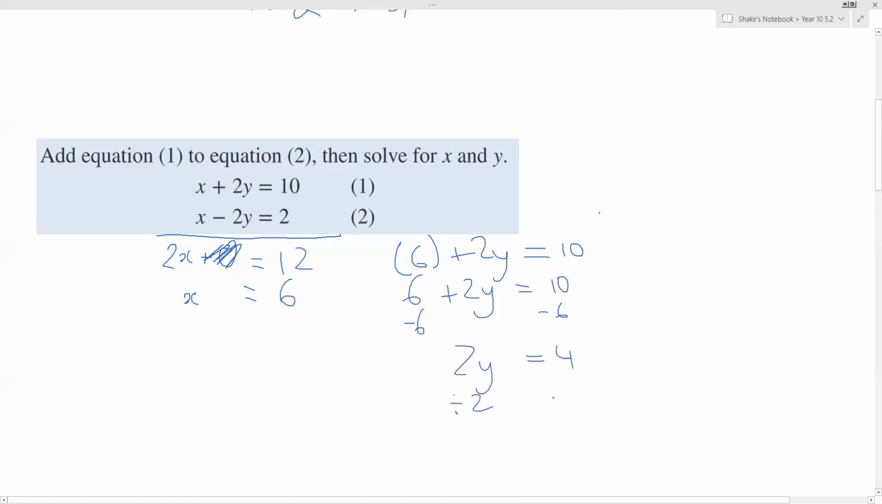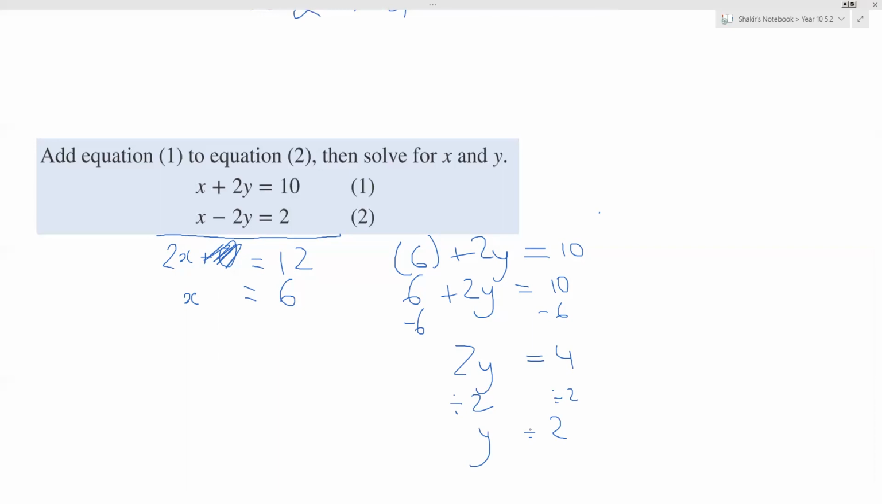Divide every term on both sides by 2, leaving me with y equals 2. So that's my solution: x equals 6, y equals 2. And yeah, so this is a third method of solving simultaneous equations.